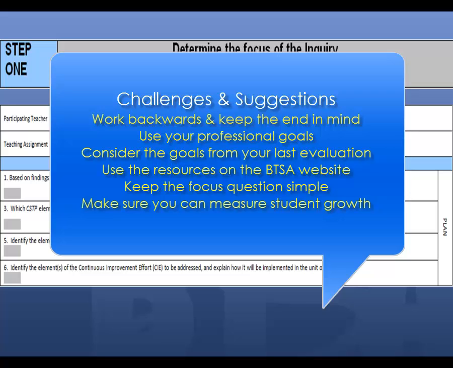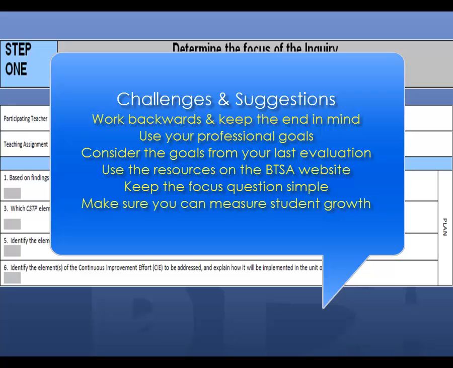Use the professional goals that you set at the beginning of the school year. Do not reinvent your goals, unless you want to try something brand new. You may want to consider goals from your last evaluation. Your site administrator may have suggested or recommended that you work on a certain area. Maybe it's a goal for everyone in your department or your grade level, and so you may want to consider using that as part of your focus for the inquiry. Try to use the additional resources available online at the IUSD BITSA website. It may make this whole process much easier.